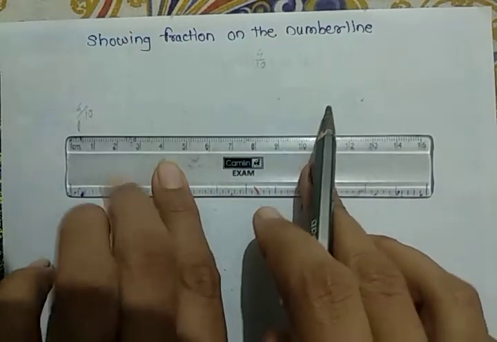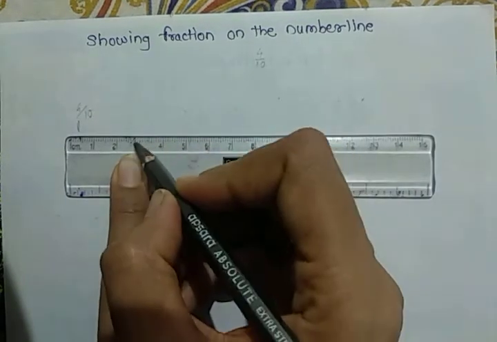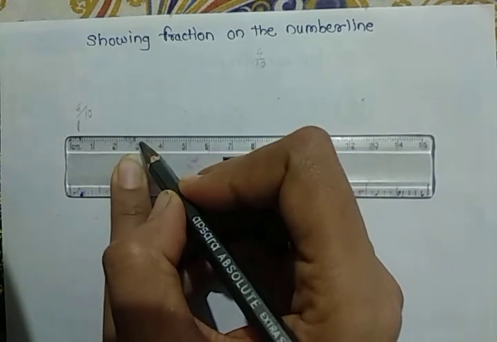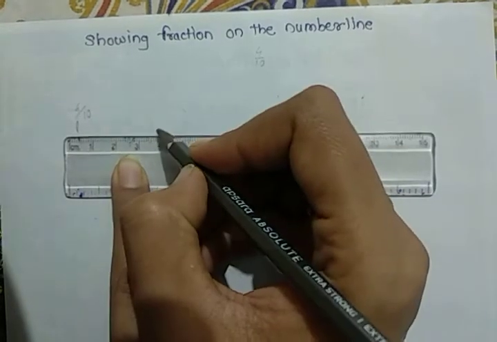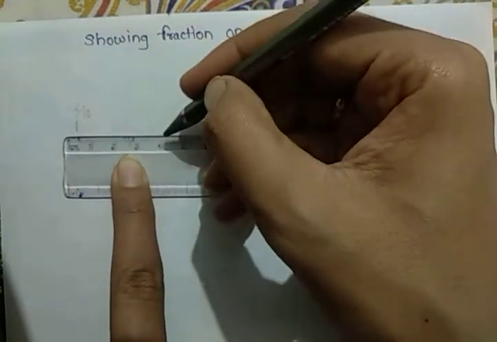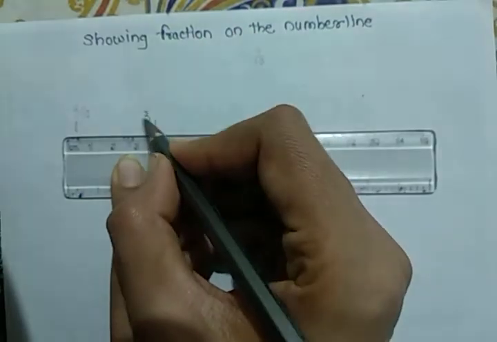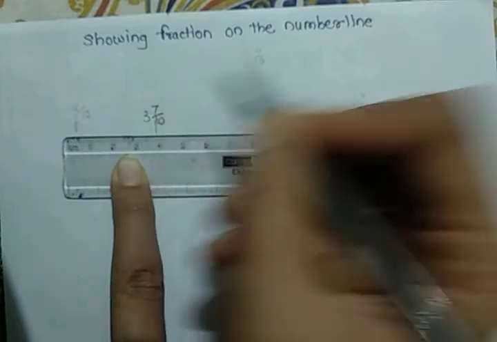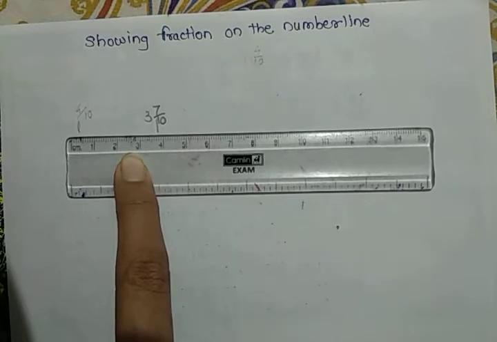Now we know the 3 complete 7 upon 10. So this is a 3. 1, 2, 3, 4, 5, 6 and 7. So this number is 3 complete 7 upon 10. Okay, it means after the 3, the 7th line.